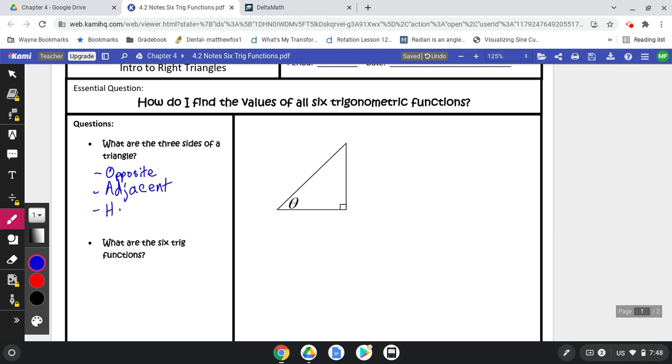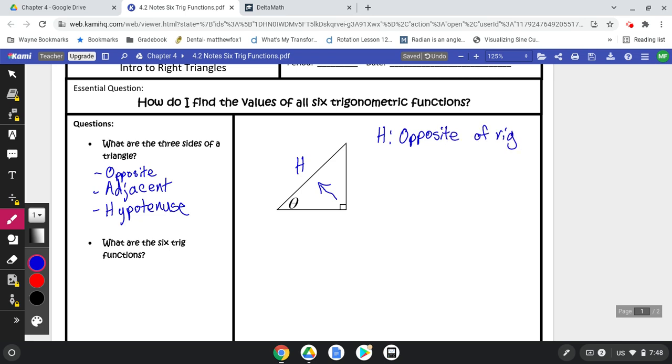And then finally the third side, our hypotenuse. Now the hypotenuse is probably the easiest one to identify, so I always find that first. It does not matter where theta is. If you have a right triangle, you know that the hypotenuse will be opposite, or across the triangle from, the right angle. So I can put that right here. H, our hypotenuse, is always opposite of the right angle.